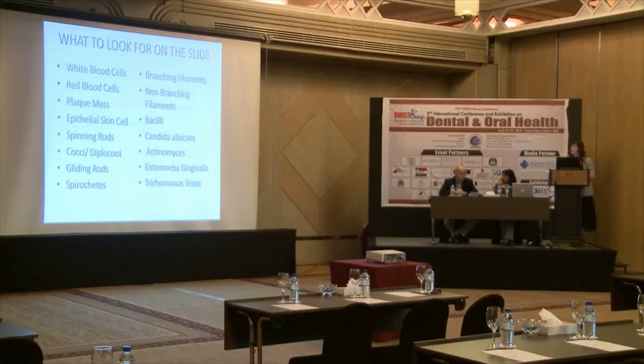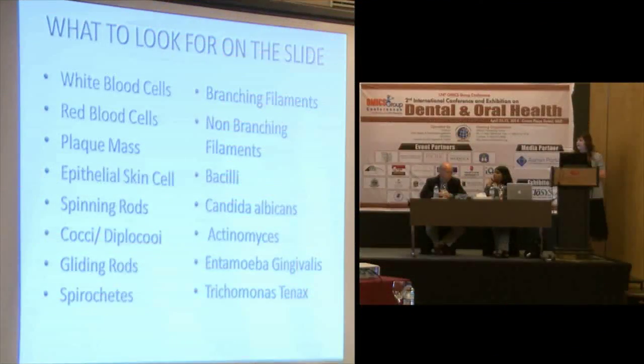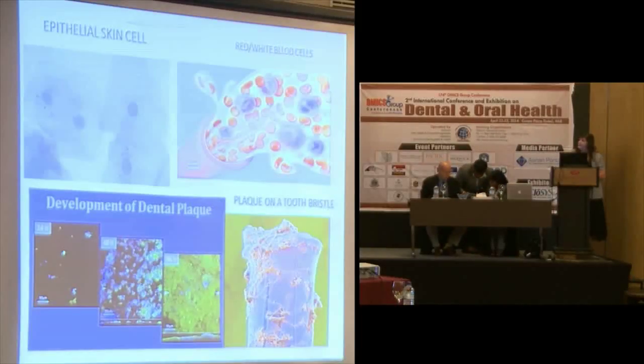This is what we're going to be looking for when we're looking at the slides. We can determine from the amount of red blood cells and white blood cells how much inflammation is present. We can see plaque masses, epithelial skin cells, spinning rods, gliding rods, cocci, diplococci, spirochetes, branching filaments, non-branching filaments, bacilli, candida, actinomycetes, amoebas, and trichomonads. Your epithelial skin cells are a large irregular shape with a nucleus in the middle. Then your red and white blood cells.